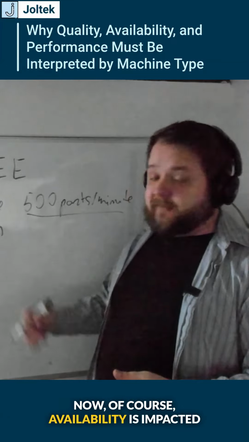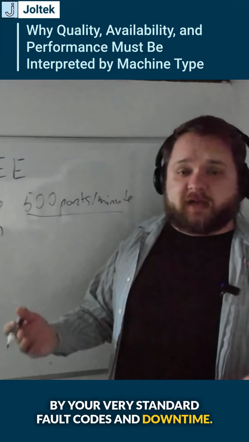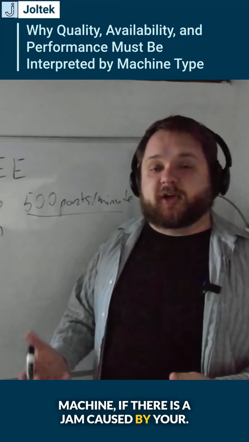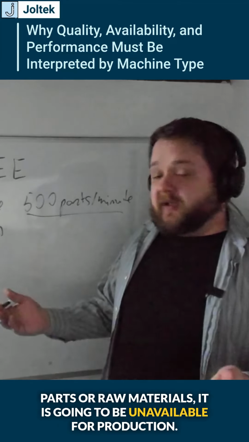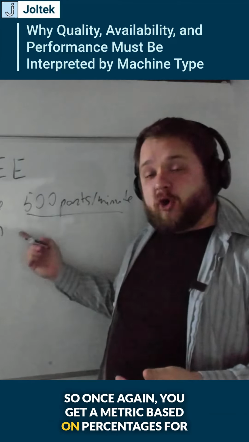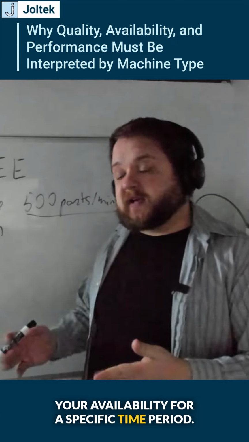Now, of course, availability is impacted by your very standard fault codes and downtime. So if something breaks within the machine, or if there is a jam caused by your parts or raw materials, it is going to be unavailable for production. So once again, you get a metric based on percentages for your availability for a specific time period.